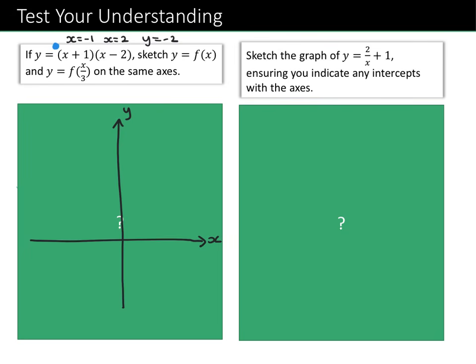Right. So I'm just going to draw the blue one a bit smaller this time because I went a bit crazy. Here we go.